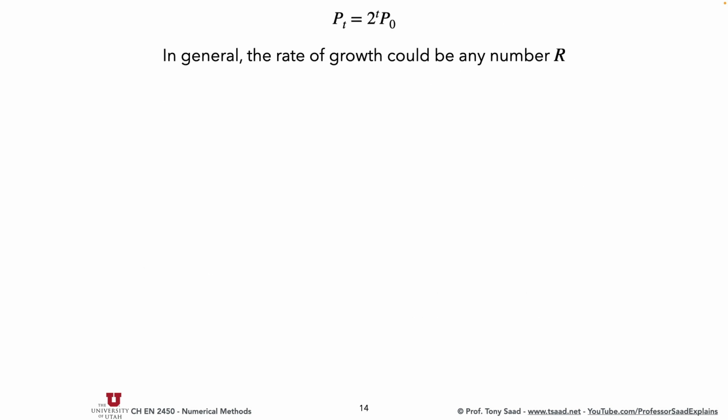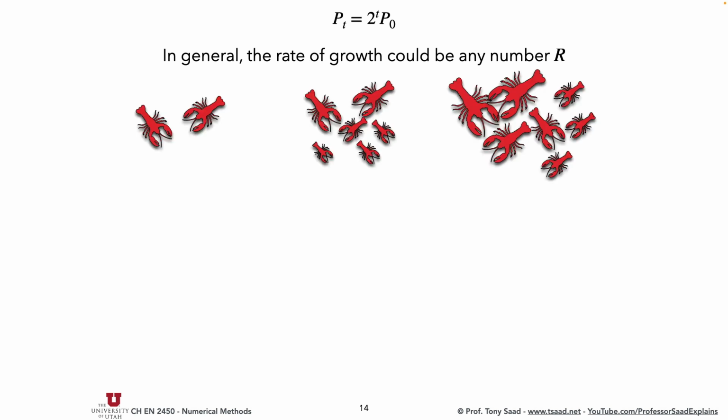Now, in general, the rate of growth could be any number R, because the paramecium is unique in that it splits in 2 every day, but populations behave differently. They might double in a year, or they might quadruple. Some of them might die off, etc. So to generalize this, we consider a population of lobsters.